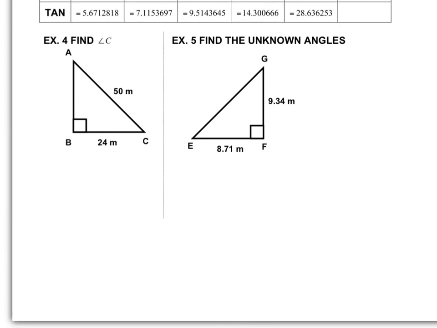So we'll do this one together, and then the next one, hopefully you'll pause it, try it on your own, see if you can get it, and then you'll see the solution once I'm done. So again, they say find angle C. So that's going to be my reference angle. So you go and you circle your reference angle C. Go and label opposite, adjacent, and hypotenuse.